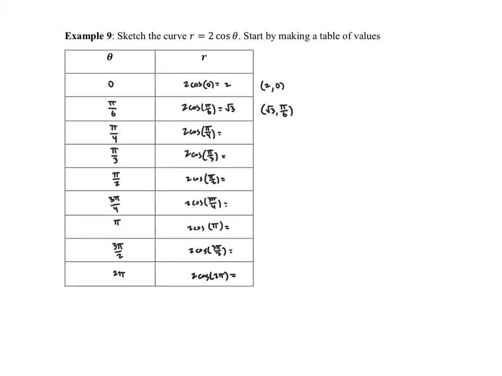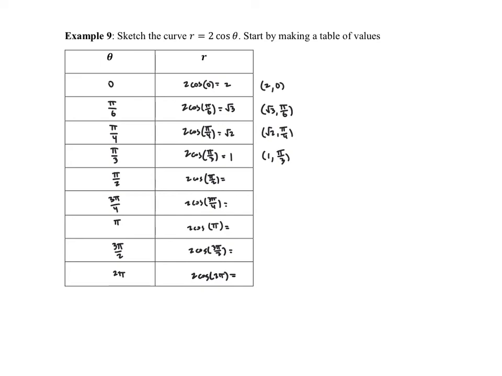Cosine of pi over 4 is root 2 over 2. So this would be a root 2. If I multiply 2 times root 2 over 2, I get root 2. So my polar coordinate would be extension and rotation. Okay, cosine of pi over 3 is 1/2. Therefore, 2 times 1/2 would be 1. Polar coordinate, extension, rotation.